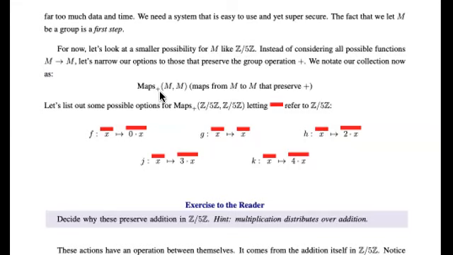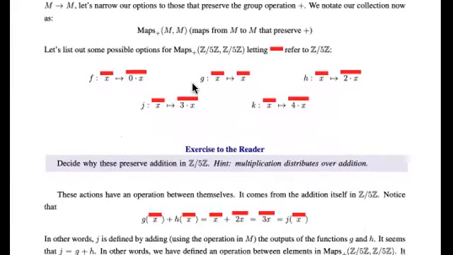Okay, so let's list out some possibilities. Multiplication preserves addition because it distributes over it. So we can think, all right, what if we multiply by 0, by 1, by 2, 3, 4? Let's let that be a collection of functions that preserve the operation of addition from Z mod 5Z to Z mod 5Z. So these could be our potential actions right here.